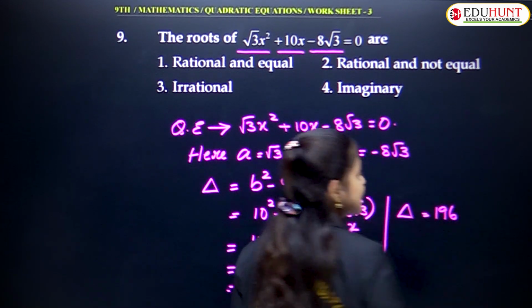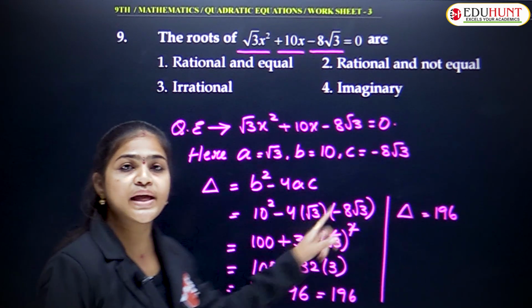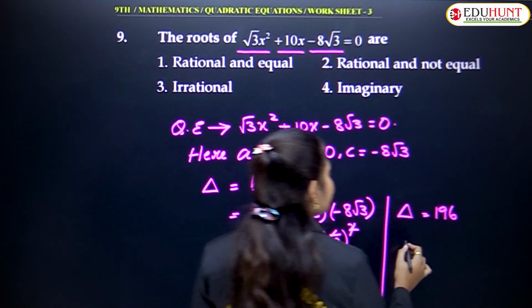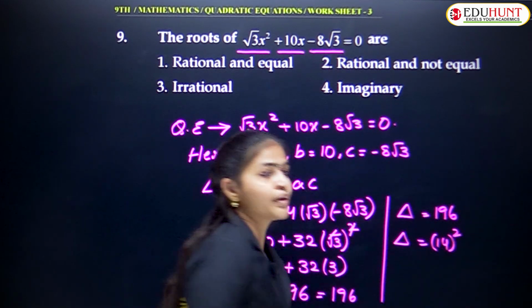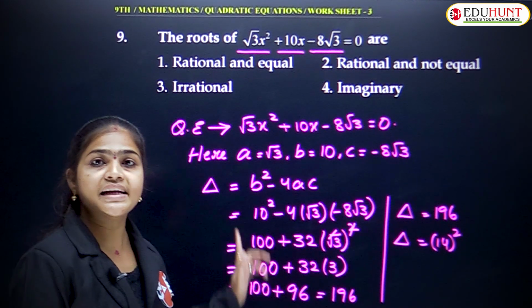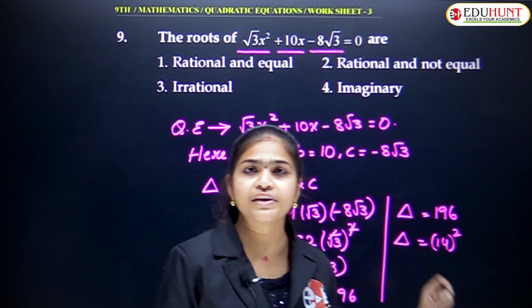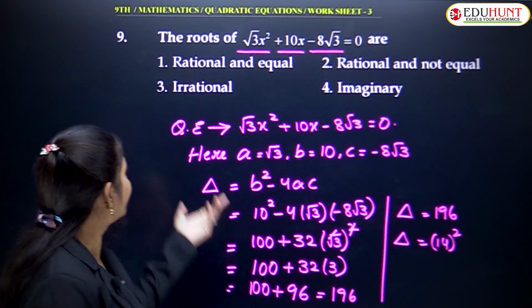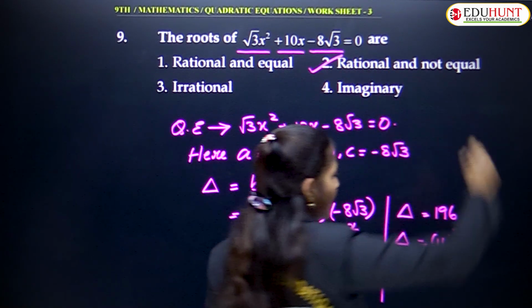So 196, is it a perfect square or not? Yes, it is a perfect square and its square root is 14. Am I right? So here delta is equal to, we can write this one as 14 square. So children, we learned that if the discriminant value is a perfect square, then the roots are, here what are the roots here? Then the roots are rational and not equal.